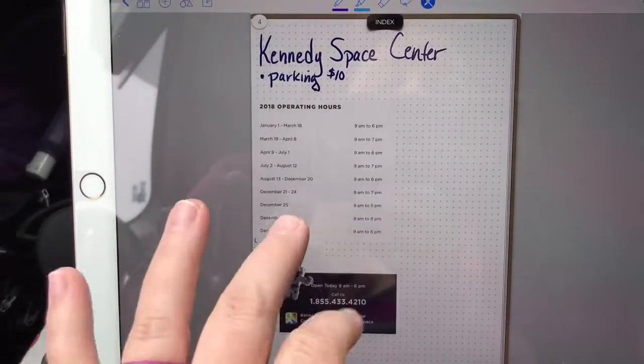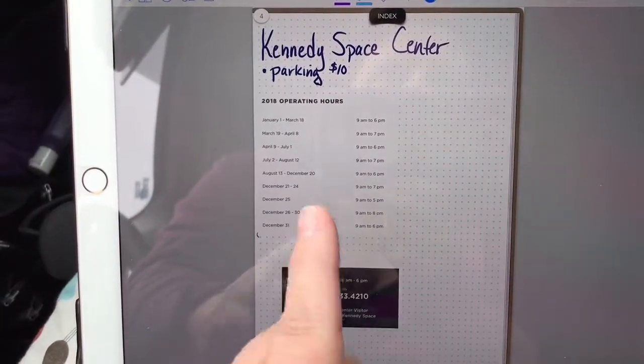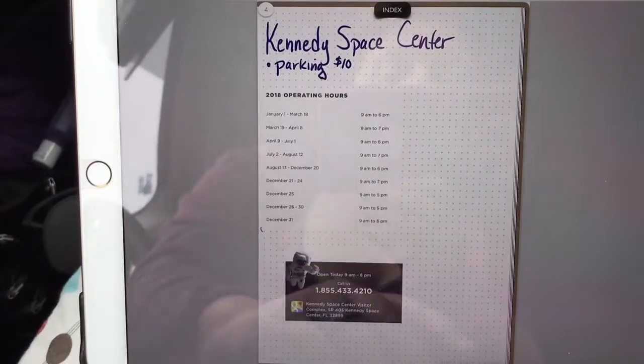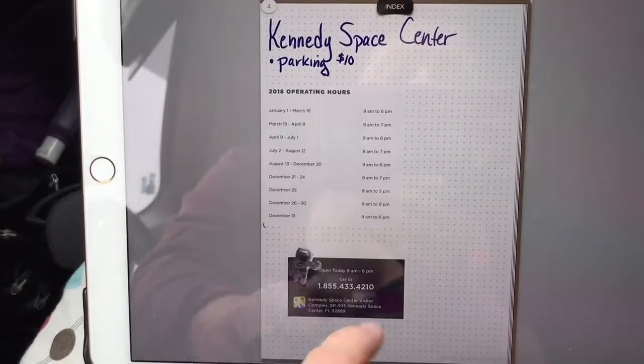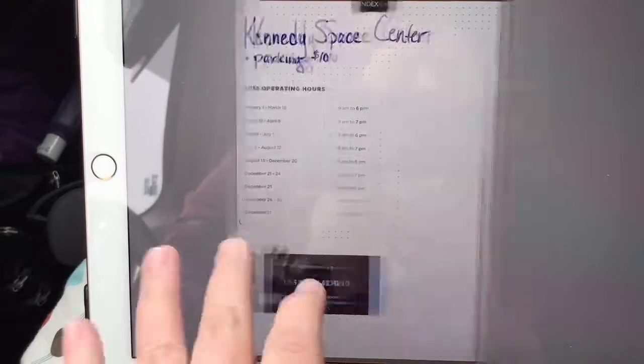Information about the Kennedy Space Center, which we went to the day we got to Florida for an afternoon, so that just, hours and things there.